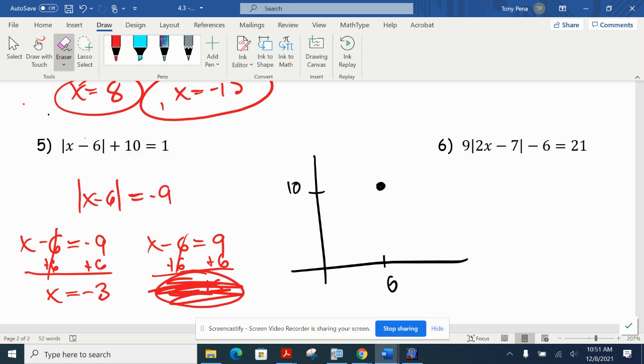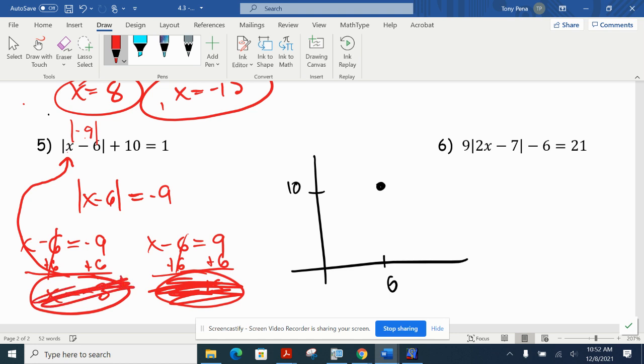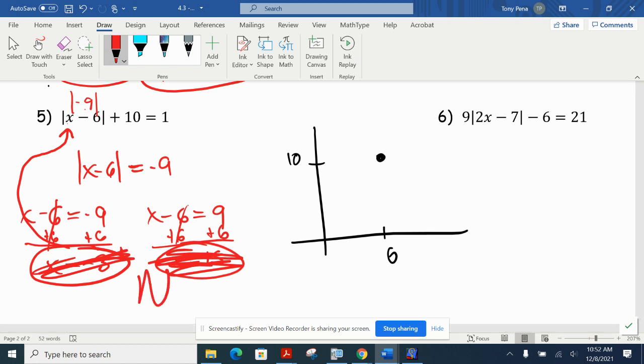Let's take a negative 3 now. So let's try this negative 3, see if it's going to work. So I'm going to take that negative 3 minus a 6. That's a negative 9. But I want the absolute value of that. What's the absolute value of a negative 9? Positive 9, right? And does 9 plus 10 equal a 1? No, that also does not work. That means that this is one of these that has no solution.